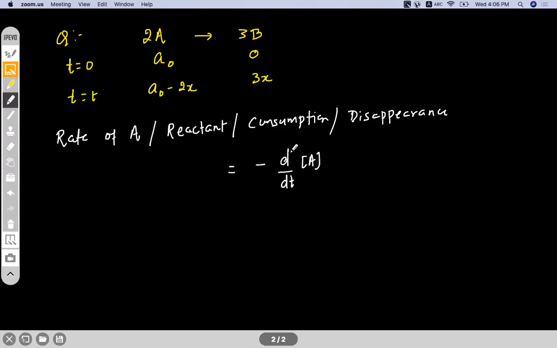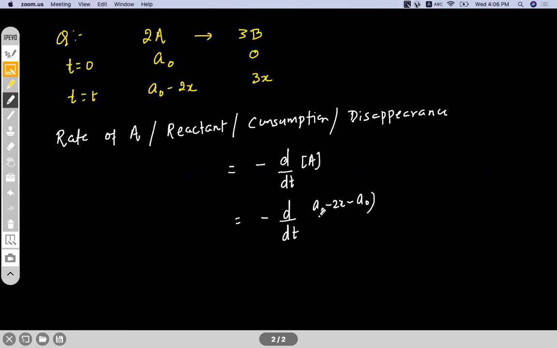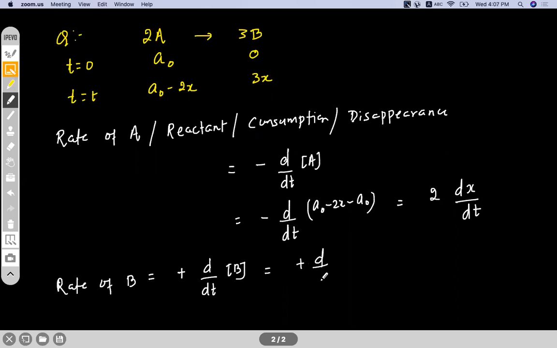For a reactant, we always take the negative sign, so the expression becomes minus d[A]/dt, that is final minus initial: minus of (A naught minus 2x minus A naught). When you solve this, you'll get minus of minus 2 dx by dt, so minus d[A]/dt is equal to 2 dx by dt. Similarly, we also discussed the rate of B, which is just the opposite: rate of product, rate of appearance, and rate of production, all the same thing. It is equal to plus d[B]/dt, which is plus d by dt of final minus initial, which is nothing but 3 dx by dt.